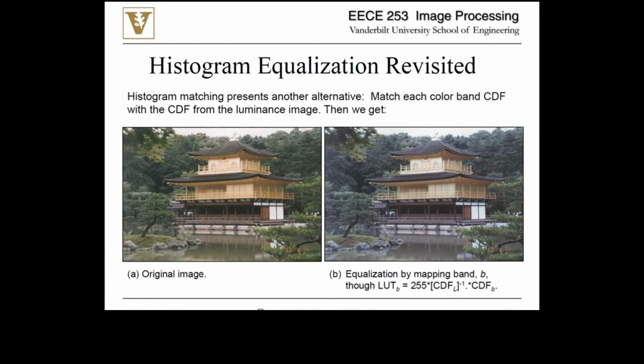So that is what is shown here. It is the CDF of any one of the bands composed with the inverse of the CDF of the Luminance channel, and then multiplied by 255 to make it a number between 0 and 255. And now it is a much more natural looking image.